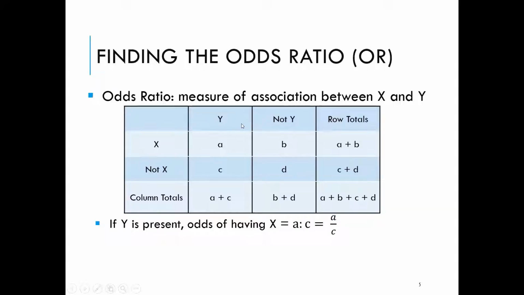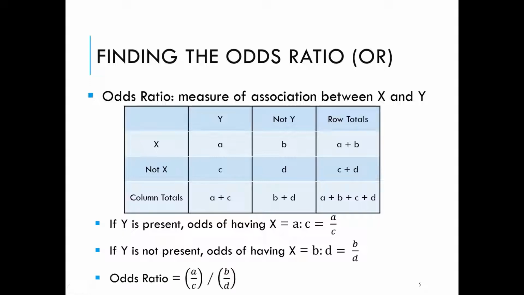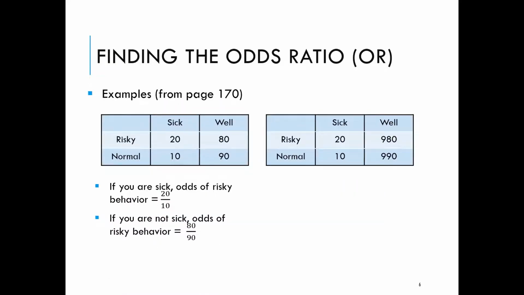If Y is present, the odds of having property X are A to C or A over C. If Y is not present, the odds of having X are B to D or B over D. To calculate the odds ratio, we use the formula A over C divided by B over D. Now let's look at two examples from the lab manual on how to calculate the odds ratio.